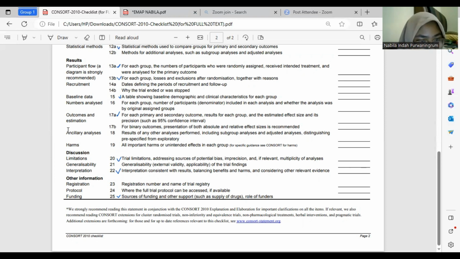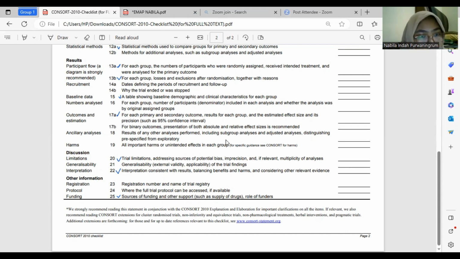Next one, after that, is ancillary analyses. That is labeled number 18. The results of any other analyses performed, including subgroup analyses and adjusted analyses, distinguishing pre-specified from exploratory. Unfortunately, again, that is not being stated in this article. After that, we are going to analyze the harms, number 19, all important harms or unintended effects in each group. And sorry again, we don't find it in this article.